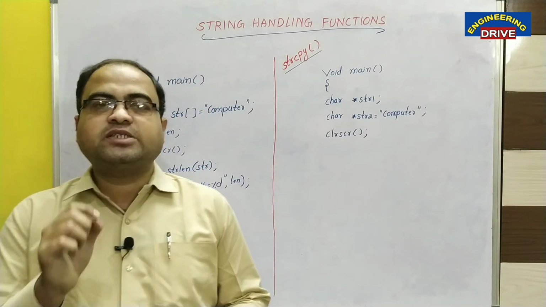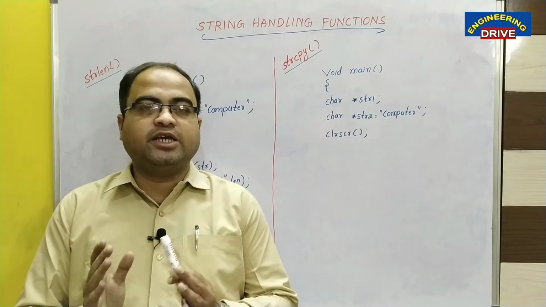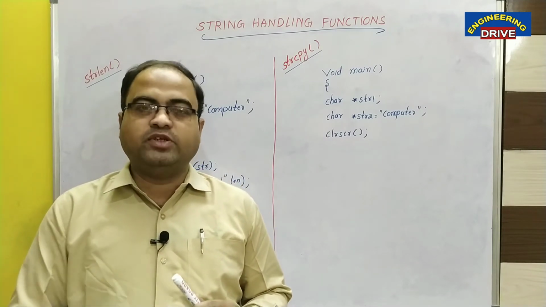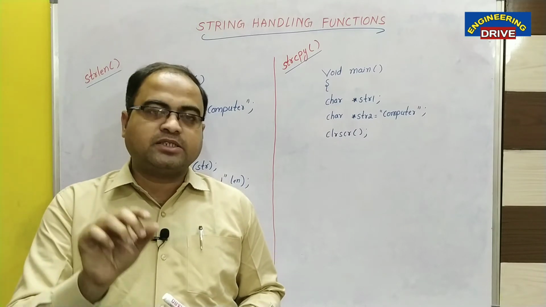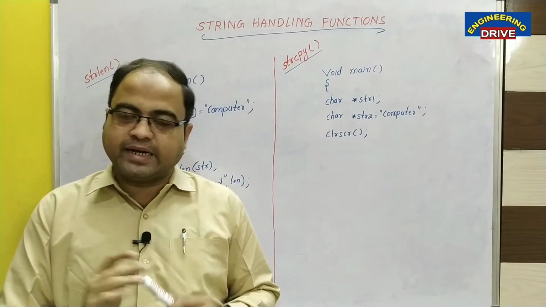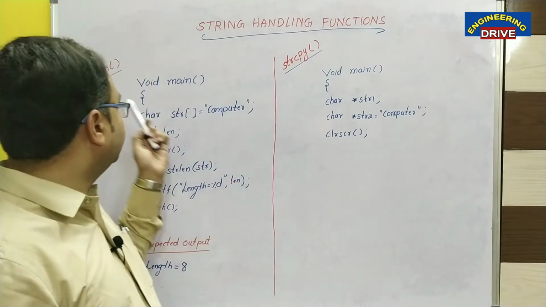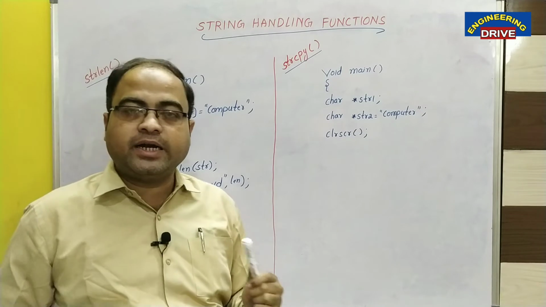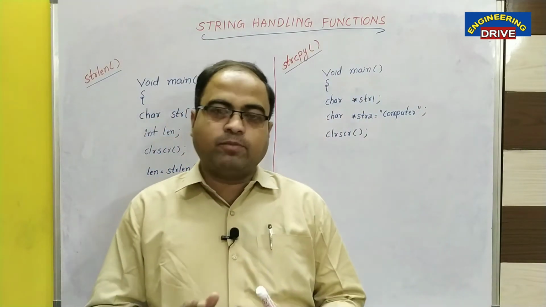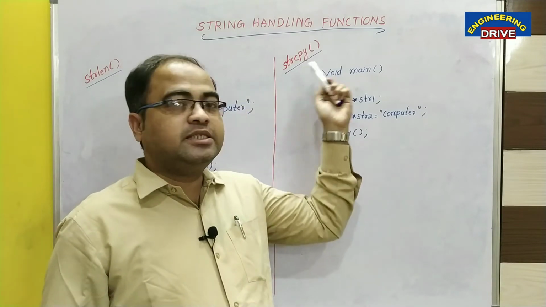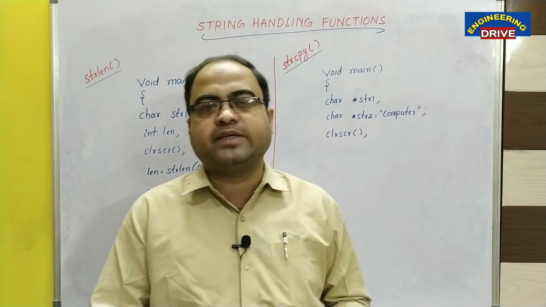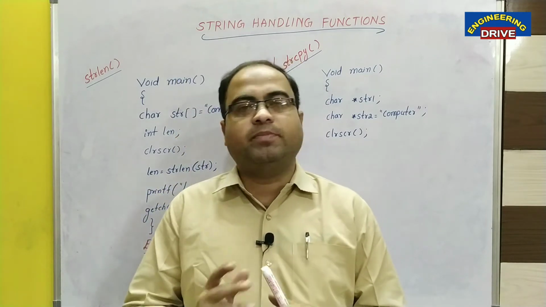So this is the first string handling function, strlen. It is used to calculate the length of the string, which means the total number of characters available in the string excluding the null character. We should not count the null character here. Is it okay? This is the first function, strlen. Now coming to the next string handling function, I am going to focus on strcpy. What is the meaning of cpy here? Str means string, cpy stands for copy, the string copy function.